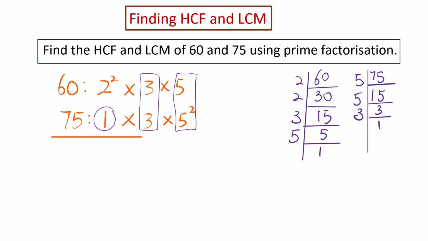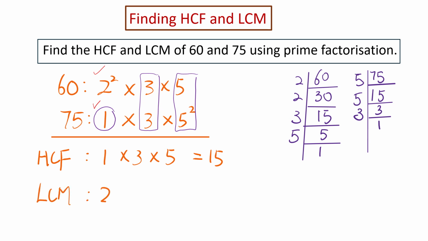Let's look at the next step. To find the HCF, we compare the two numbers and pick the smallest one. Between 2 squared and 1, we take 1. Between 3 and 3, of course, you have to take 3. Between 5 and 5 squared, you take 5. So the HCF will be 1 times 3 times 5, which gives you 15.